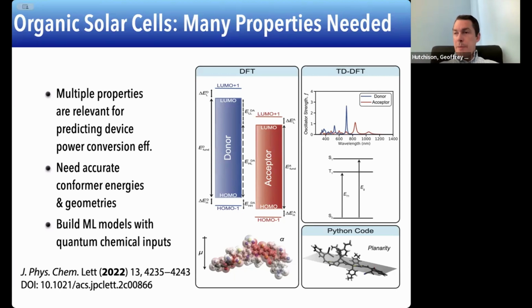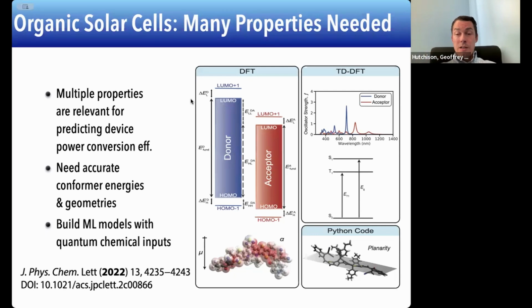And there's other things that may matter, right? The dielectric constant of the two materials affects the electrostatic attraction between the two charges. So there's a whole lot of properties that are relevant for predicting device power conversion efficiency. And in order to predict them using computational methods, you need to get accurate conformer energies and geometries, right? You need to predict the structure of the relevant species.